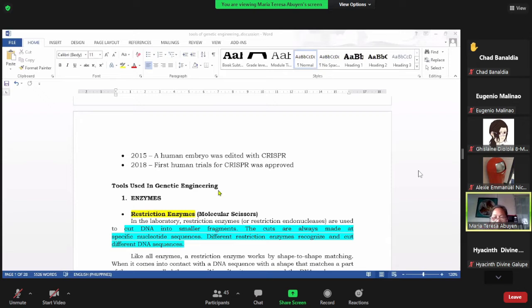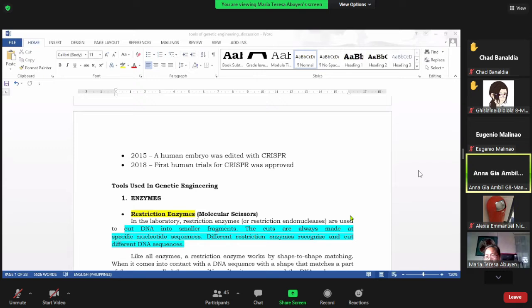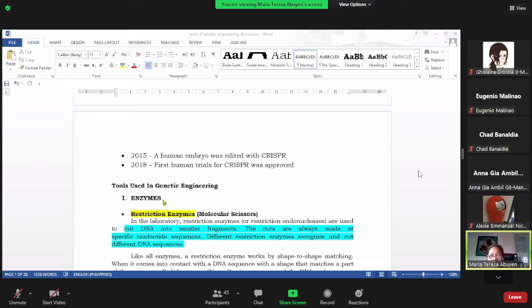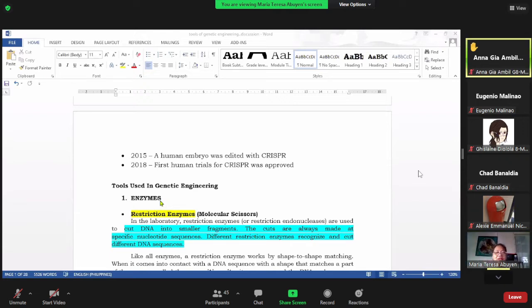Chad is raising his hand. What is your idea about enzyme, Chad? Parang catalyst with living organism. Okay, thank you for that. Protein that speeds up chemical reactions. Who answered that? Please identify yourself. Yes, Anna. Okay, thank you for that.